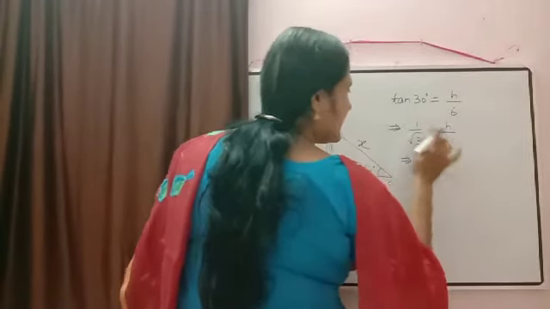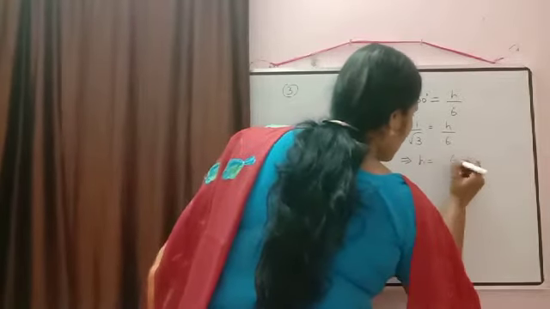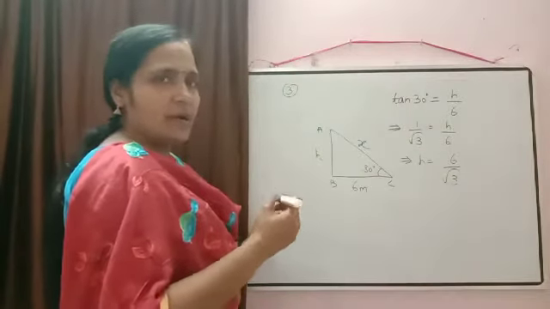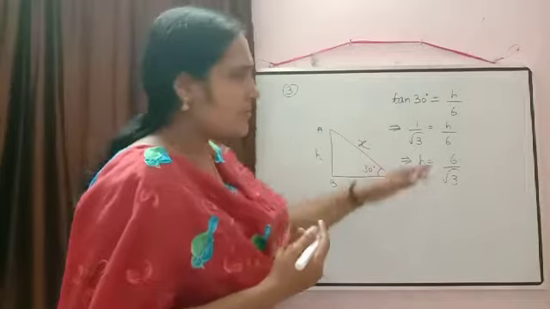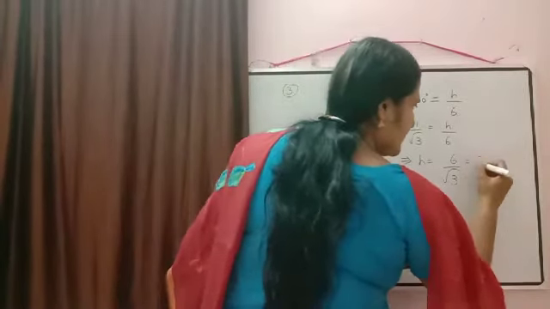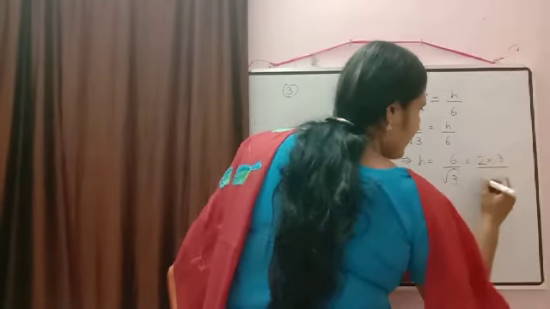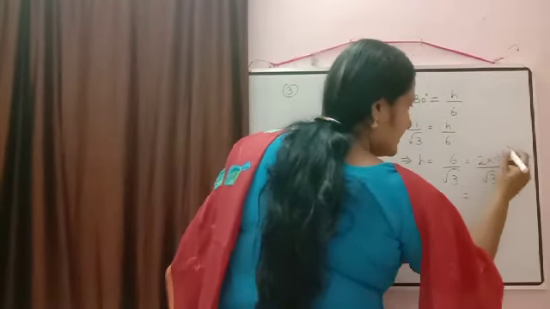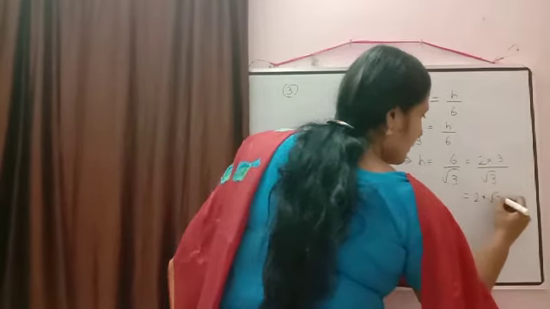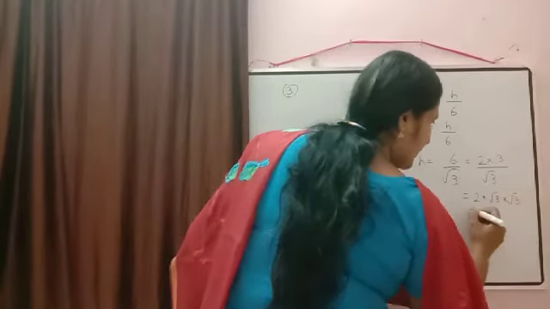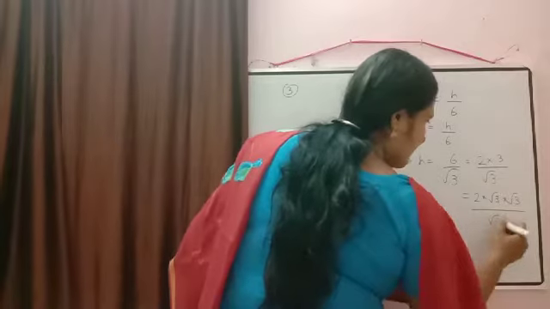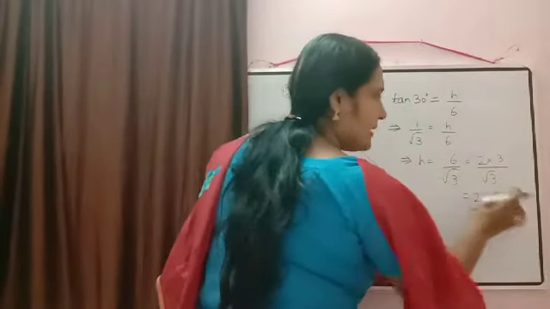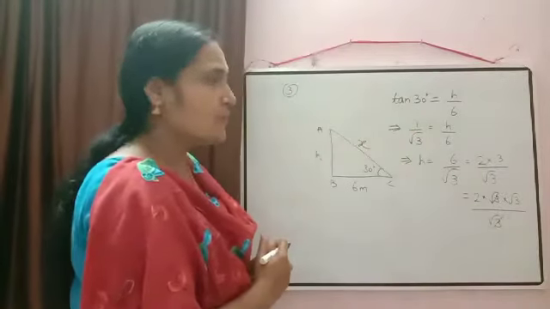Now what we can do? We can shift this 6 to the left hand side. Then it will come h is equal to 6 by root 3. Now here if you want, either you can do the rationalization or you can simplify 6. Two methods are there. Either 6 can be written as 2 into 3 by root 3. And this 3 can be written as root 3 into root 3 by root 3. Then root 3 and root 3 will get cancelled. Remaining it will be equal to 2 root 3.